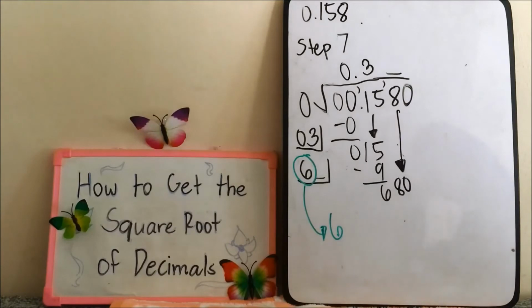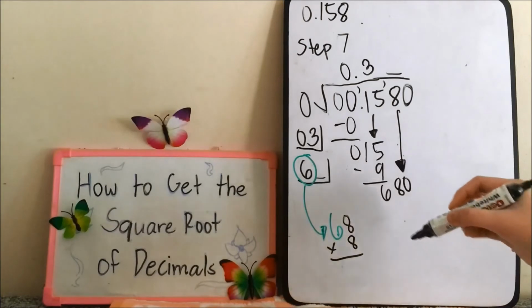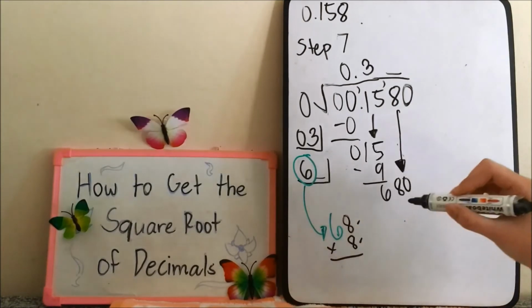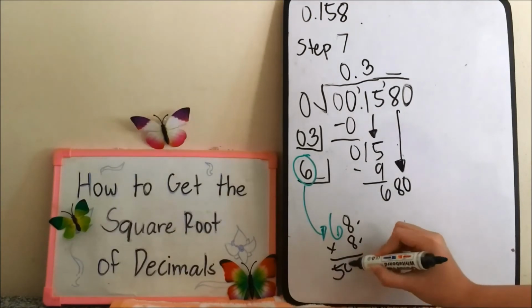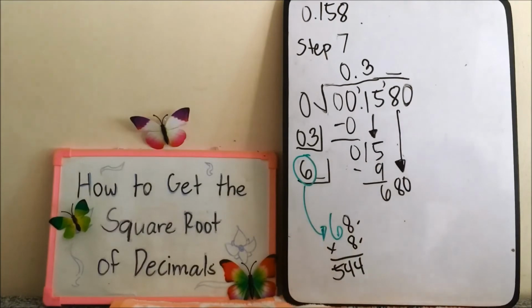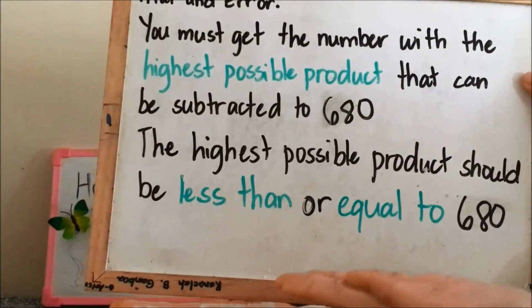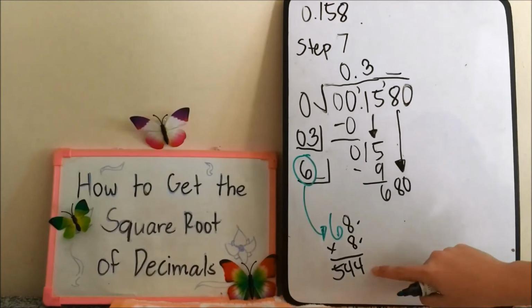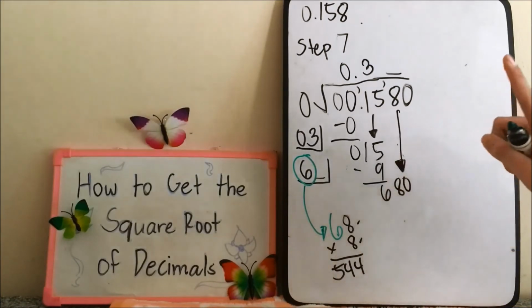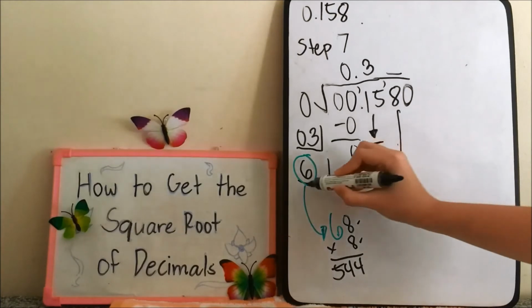So now let's try 8. Remember that the numbers on the right must always be the same. So 68 times 8 is equal to 544. Now do you remember our rule? It says here that it should be the highest possible product and less than or equal to 680. So 544 is less than or equal to 680, but it may not be the highest possible product that can be subtracted to 680. So let's try one more number.